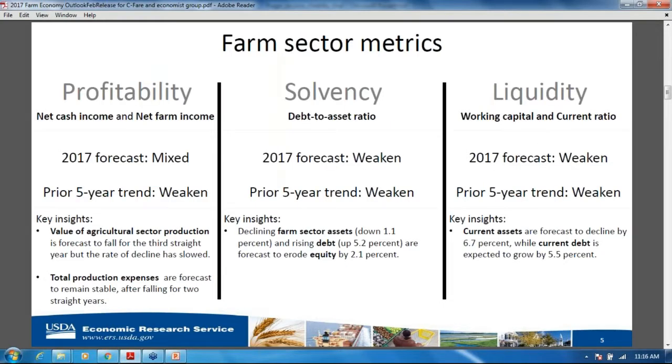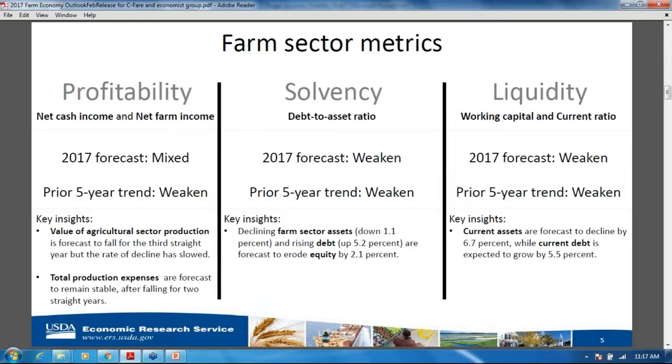Okay, so now you have an idea of what the farm sector is. You know what the actual data product that the USDA releases to describe it, and now we're ready to actually describe the financial condition of the farm sector. And the focus of the first 10 minutes or so of the presentation is going to be on the forecast. So what is the USDA's perspective for 2017? And we're going to talk about it in 3 broad metrics.